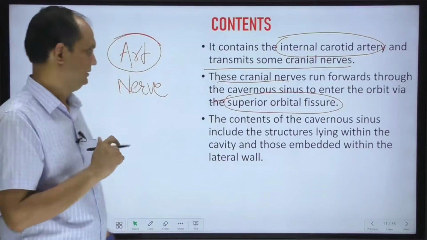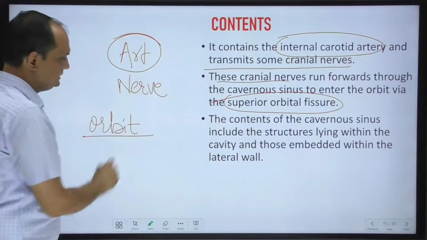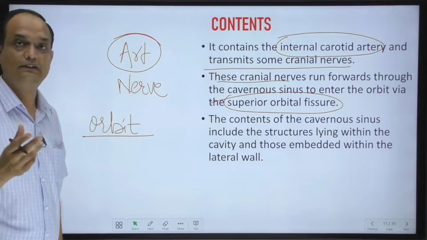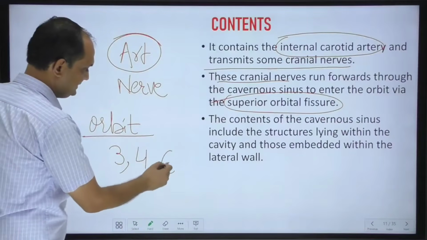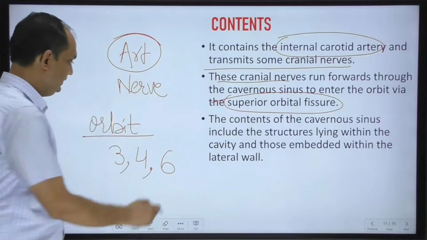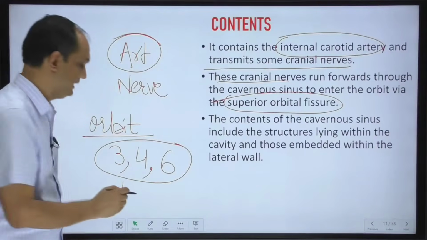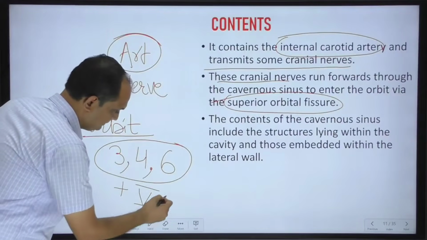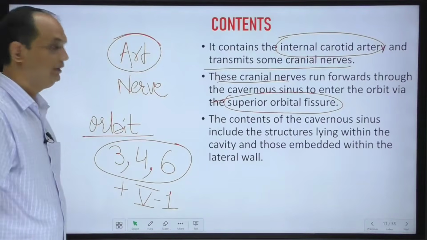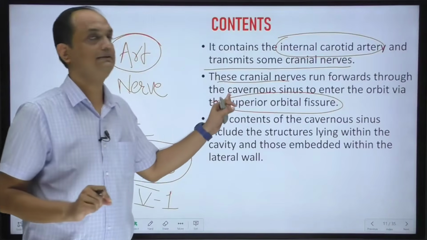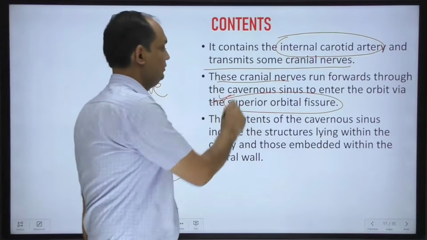Now when we are talking about the orbit, we are talking about the cranial nerves that are concerned with the eyeball. So what are these cranial nerves? Third, that is oculomotor; fourth, that is trochlear; and sixth, that is abducent. These are the important cranial nerves, plus you have the ophthalmic division of the trigeminal, that is the first branch of your fifth cranial nerve. So these cranial nerves which are related with the orbit pass through the cavernous sinus to enter into the orbit, and that space is known as the superior orbital fissure.